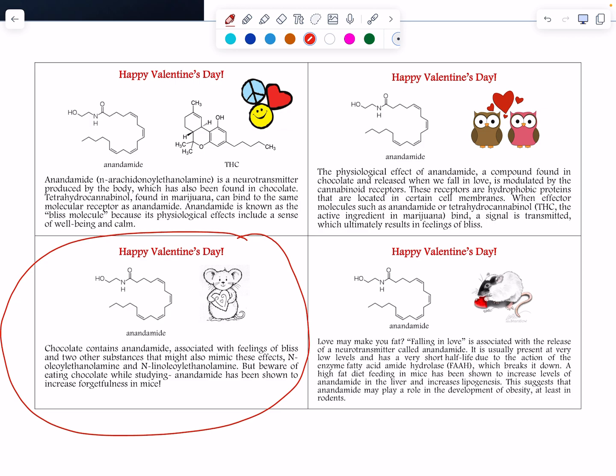It's a chemical that has that physiological effect on our body. It triggers the feeling good systems. However, don't eat too much chocolate when you're studying for the exam, because it is also something that increases forgetfulness. So stick to Skittles or something when you're studying.